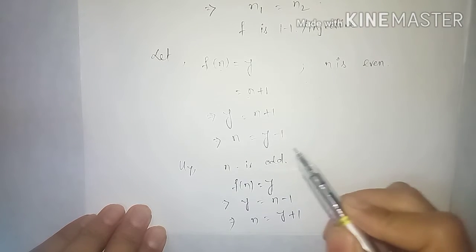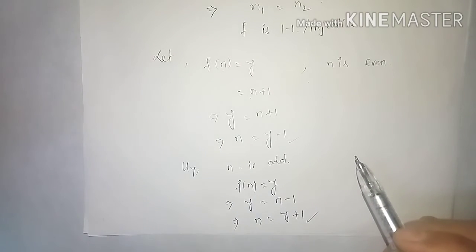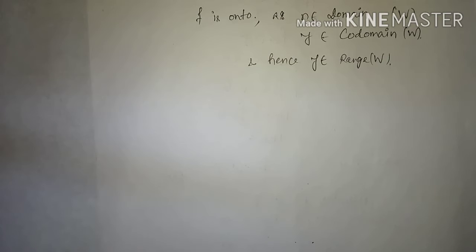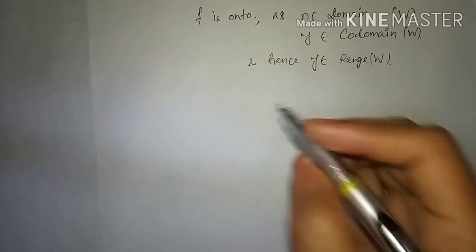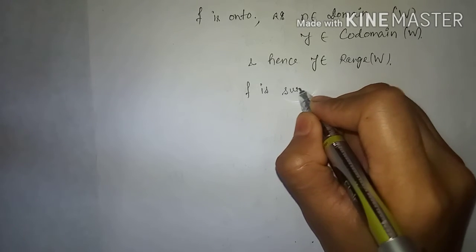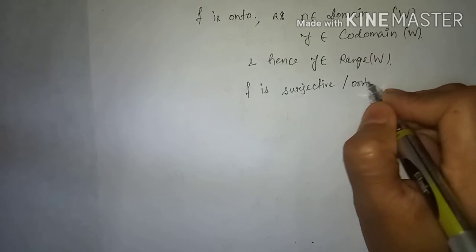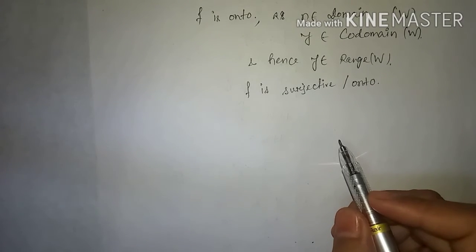So in both the cases, this function f is also onto, because the number n belongs to the domain W whenever y belongs to the set W, that is the codomain, and hence y belongs to the range set, which is also W. Therefore, in this case, f from W to W is surjective or onto. So, this question is done.